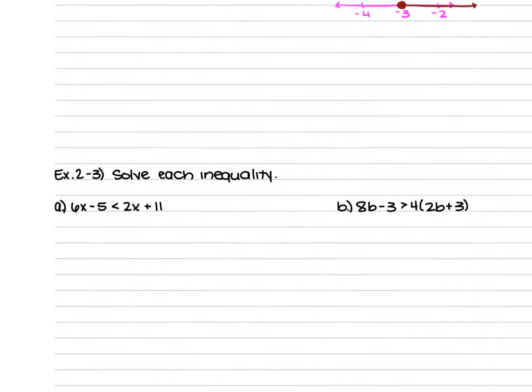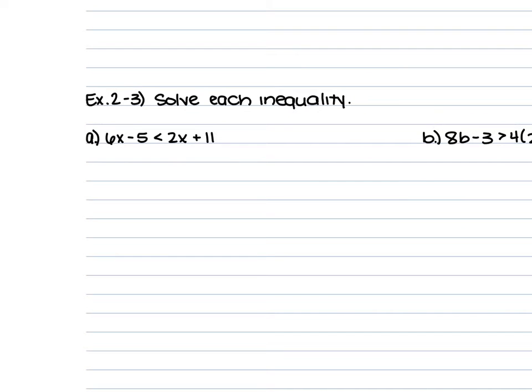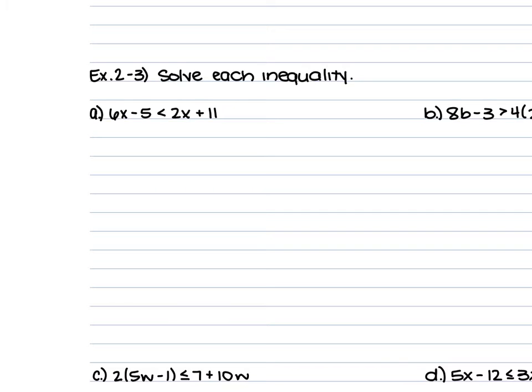The next part of our lesson, we're still just solving these inequalities, working with multiple steps. So if we look at example A in this next section, we have 6x minus 5 is less than 2x plus 11. So I'm going to start by moving that 2x over. I'm going to subtract it from each side. So this is leaving me with 4x minus 5 is less than 11.